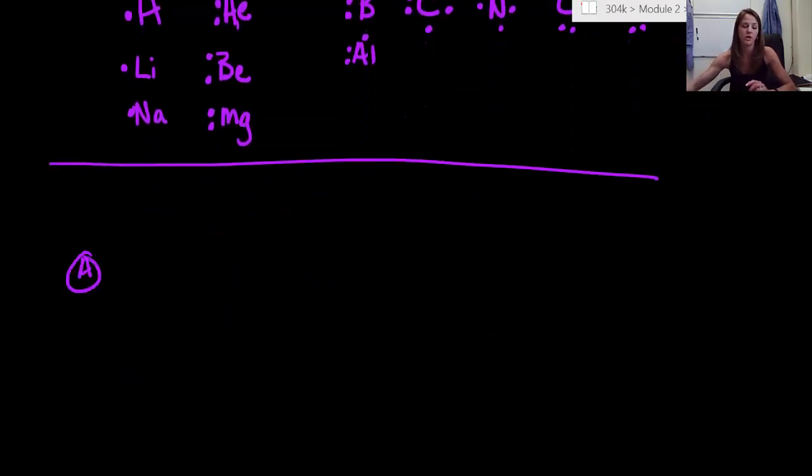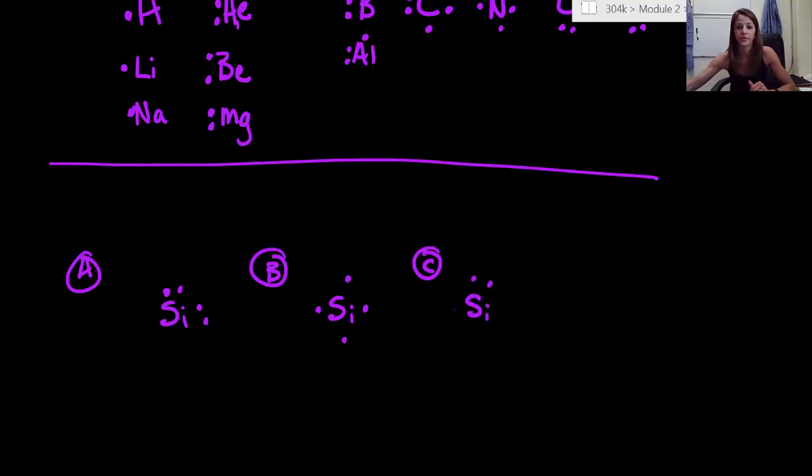You're either going to answer multiple choice answer A for this, so it's going to look like this one. Answer B is if you think silicon looks like this. And answer C is if you think silicon looks like this one. Good luck.